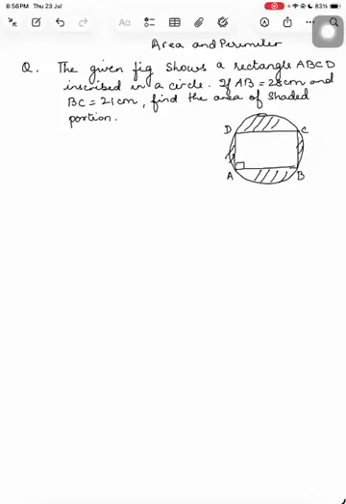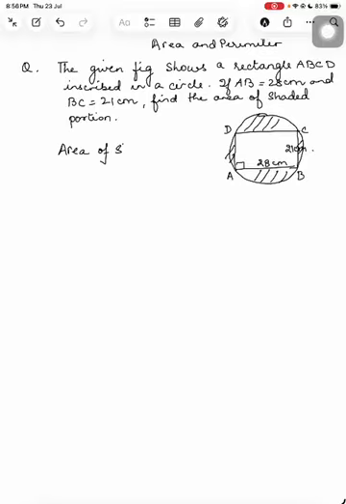Hi, we are doing area and perimeter. The given figure shows a rectangle ABCD which is inscribed in a circle. If AB is 28 centimeter and BC is 21 centimeter, find the area of the shaded portion. So what will be the area of shaded portion?